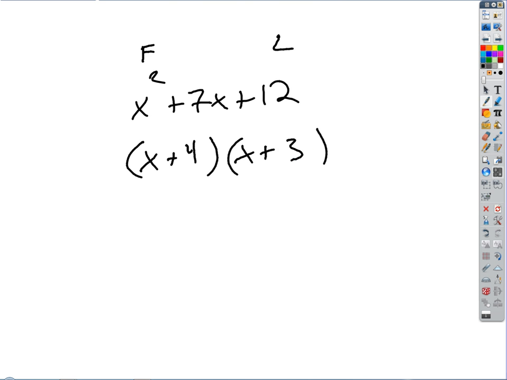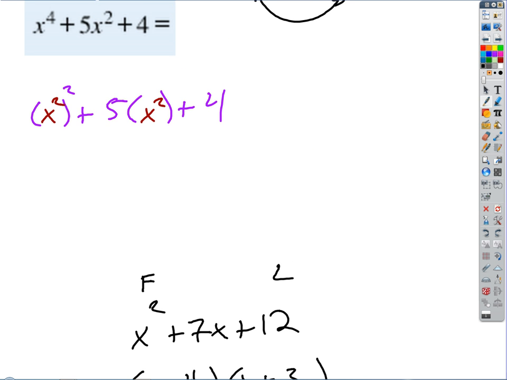Our example is a little different, but we can do the same pattern, can't we? We can still unfoil this because it's quadratic, and notice that A is still equal to 1. That's good, that makes things easier. So first times first has to be x squared squared. What are my first terms? X squared. X squared times x squared is x squared squared.